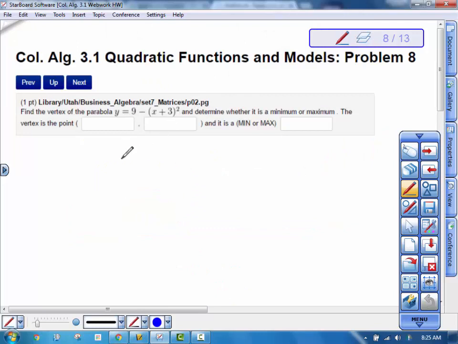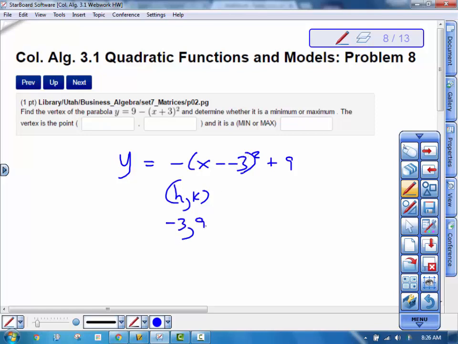Next problem gives us a parabola. I'm going to write this as negative (x plus 3) squared plus 9, like this. So I just flip these two terms. I can see it's a parabola that opens down, and I know it goes through the point (H, K), which if I write this as x minus negative 3, you can see that H is negative 3, and K is 9. So my vertex is there, and we know it opens down. So the vertex is (negative 3, 9), and it has to be a maximum because we know this parabola goes through (negative 3, 9) but opens down.